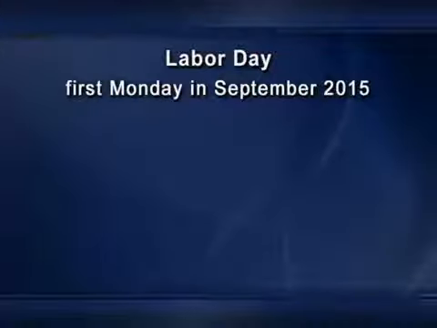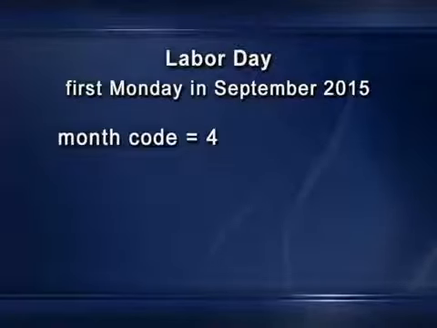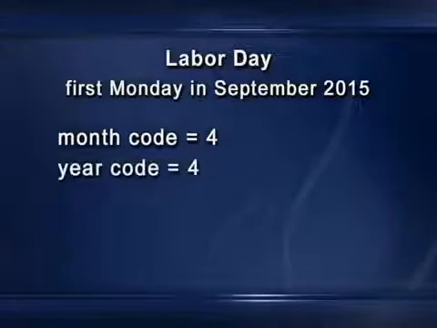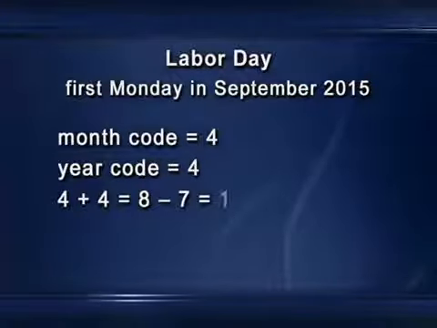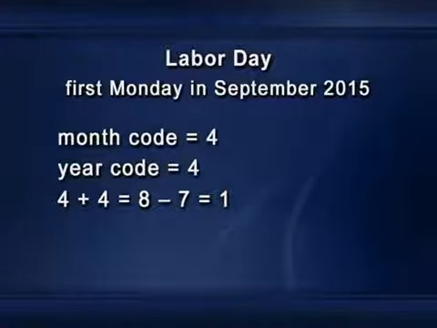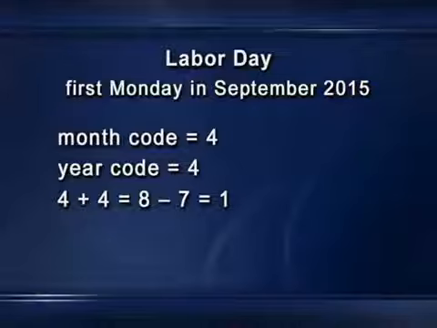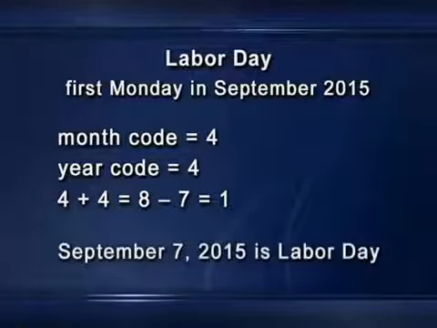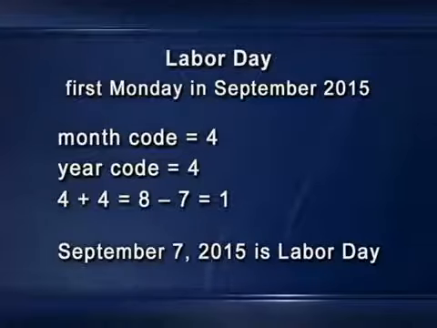Now, September has a month code of 4. 2015, we just saw, has a year code of 4. 4 plus 4 is 8. Subtracting 7 gives us 1. Now, to get Monday, which is 1, we need to add the number 0. So September 0 would be a Monday, but that date doesn't exist. So we add 7 to get September 7 as Labor Day in 2015.